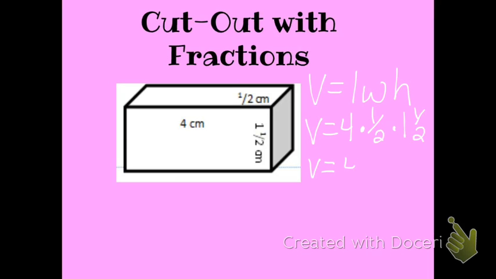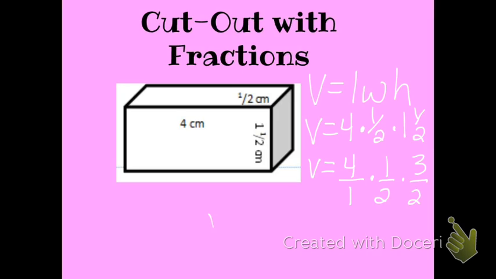Volume equals 4 over 1, because we're going to have to make that one into a fraction, times 1/2. And then 1 and 1/2, what is that as an improper fraction? 3 over 2, good. Heard you, Faustin. Good. All right, now let's multiply them. 4 times 1 times 3 is what?